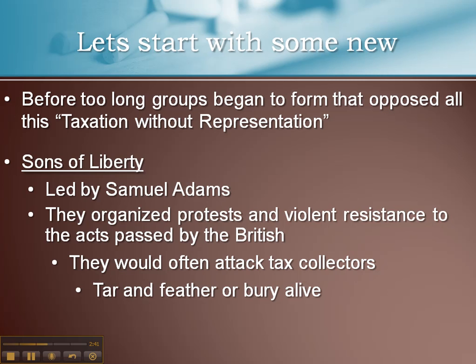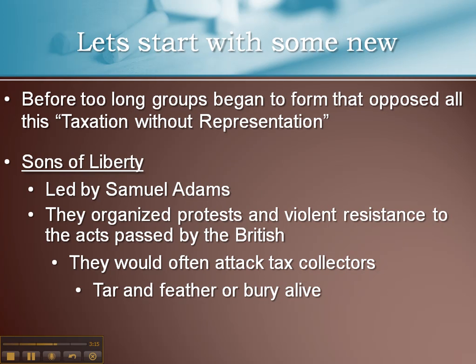Some of the tactics that they would use would be tar and feathering someone. That's where they take a person, they cover them with tar, a very hot, sticky substance, and then cover them with feathers. And those feathers would then stick to the tar, and that person would be stuck that way for quite a long time. And it wasn't just a matter of humiliating that person, it would also cause very severe burns on the person's skin, and it would be something they would remember for a long time. And so it scared many tax collectors and had them avoid taking taxes.